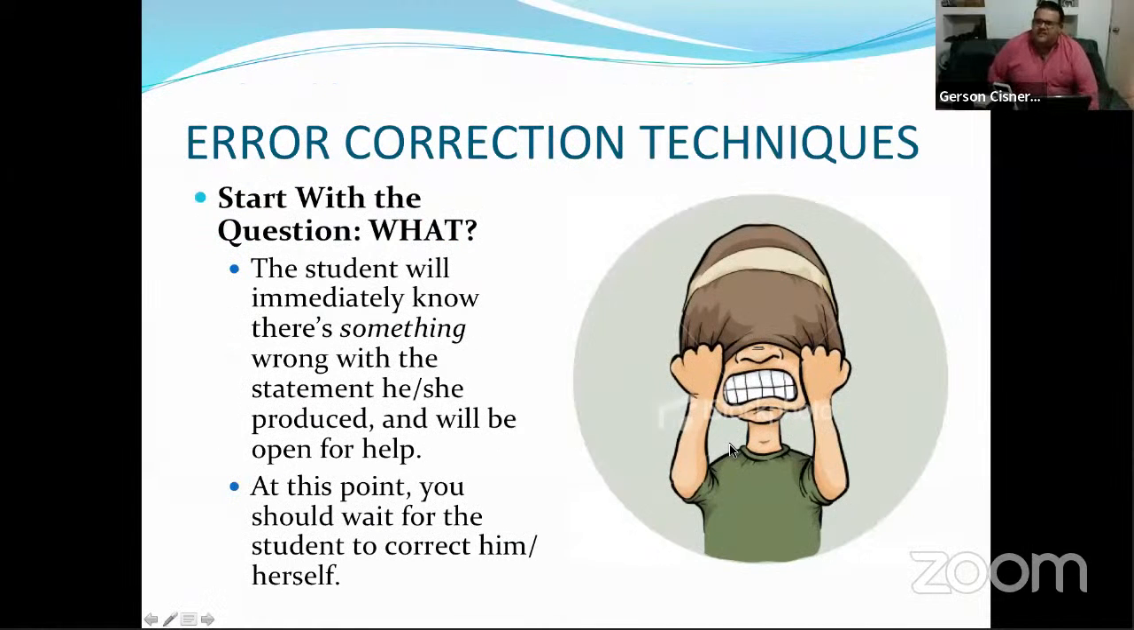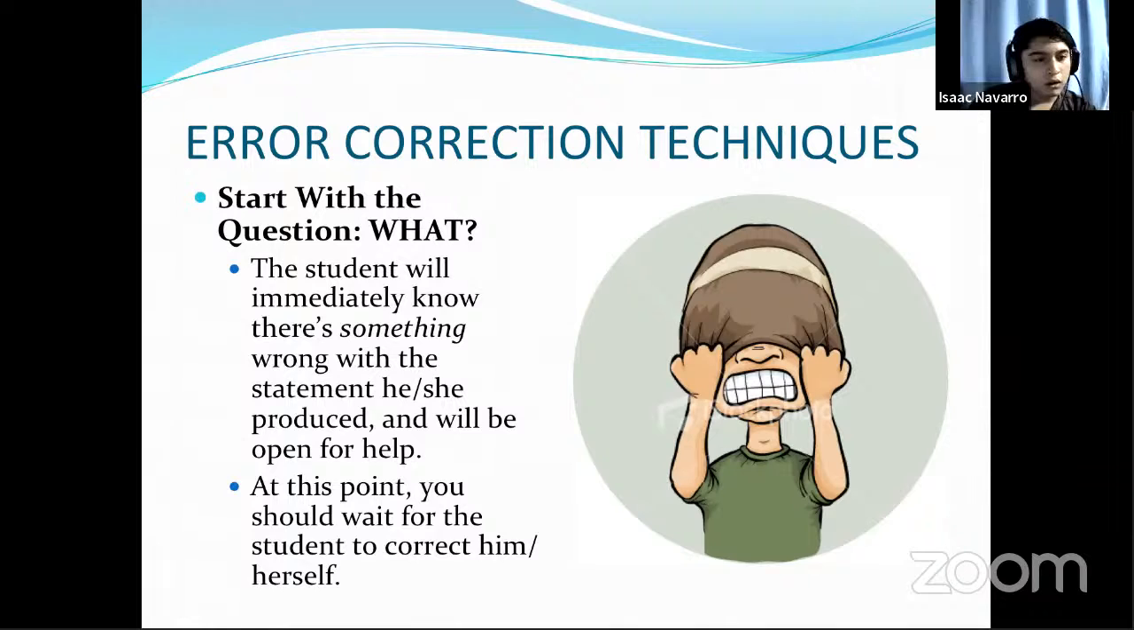So we are going to see some of the techniques that we have to correct our students, okay? These techniques are in a chronological order. See what I mean? We're going to start with this one first, and then if Juanito Perez doesn't know, we move to the next one, and then consequently. See? Okay, so the first technique is start with the question what. Can you read it, Isaac? Okay. The student will immediately know there's something wrong with the statement she produced and will be open for help.